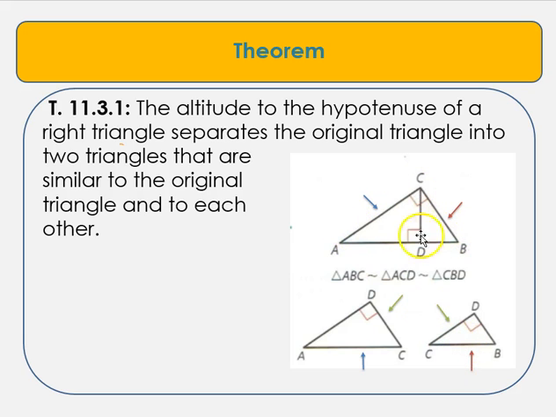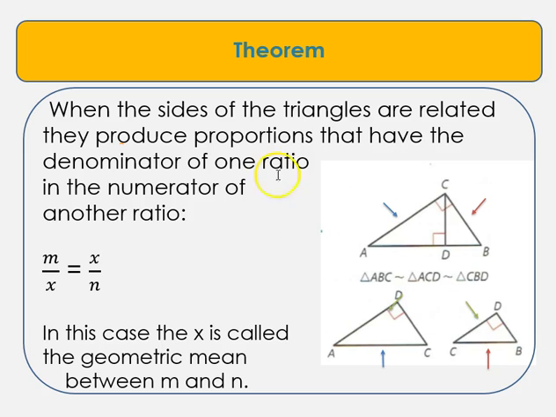So the larger triangle, two of its sides will be similar to the sides of the smaller triangles. So AC will be in this triangle, CB, you can see here, is in this triangle. And with these two triangles, we have the altitudes DC and DC. When the sides of the triangles are related, they produce proportions that have the denominator of one ratio in the numerator of another. So let's look at those triangles again.